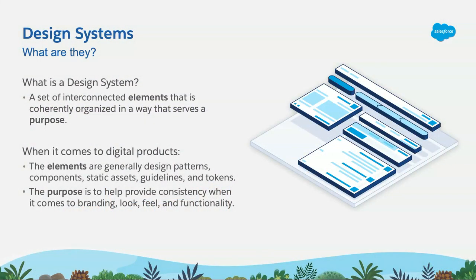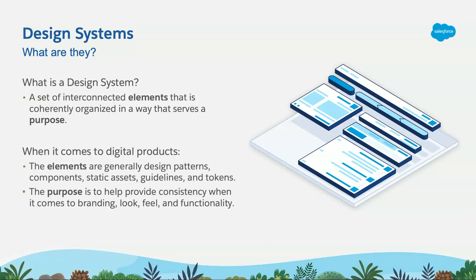But design systems are sets of interconnected elements that are coherently organized in a way that serves a purpose. So in the world that we work in, these interconnected elements are typically your design patterns, components, static assets, guidelines, and tokens. And the purpose is to provide a consistent feel to your branding, look, feel, and functionality. So this is the academic definition of a design system. But how does this relate to my original question? What is the Salesforce Lightning Design System?